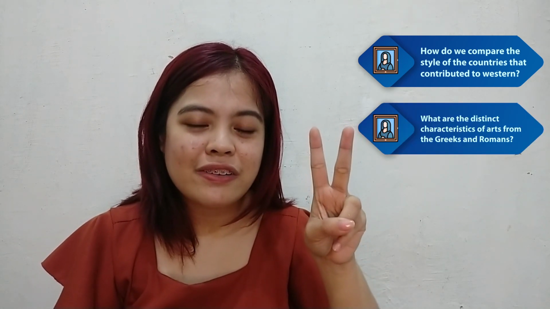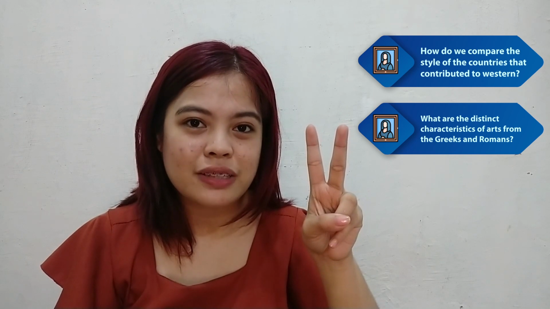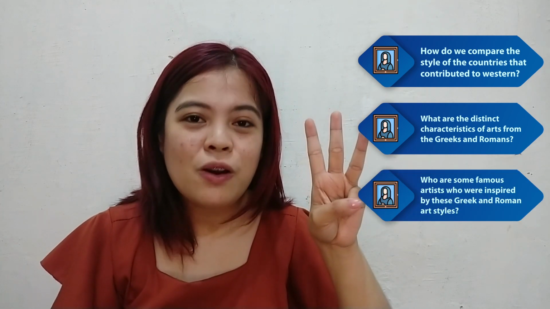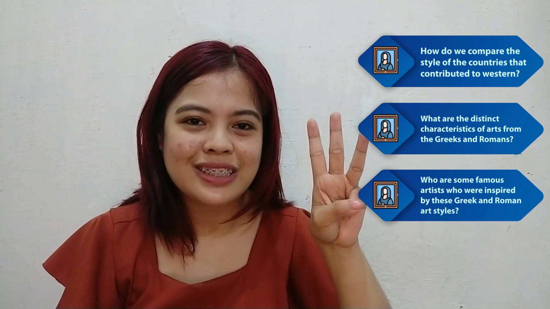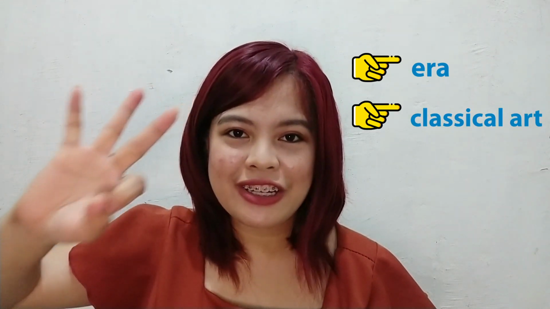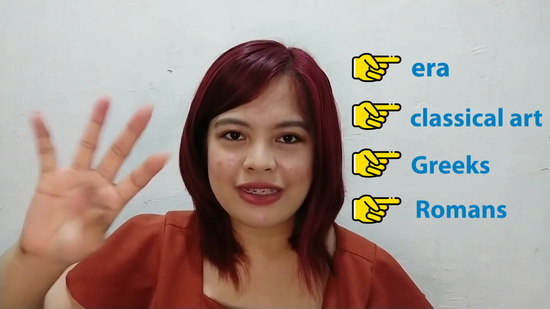1. How do we compare the styles of the countries that contributed in the Western and classical art? 2. What are the characteristics of the arts from Greeks and Romans? And lastly, 3. Who are the famous artists who were inspired by these Roman and Greek styles? Before we proceed with our lesson, let us get to know these important terms that can help you better understand this lesson. Era, classical arts, Greeks, Romans.